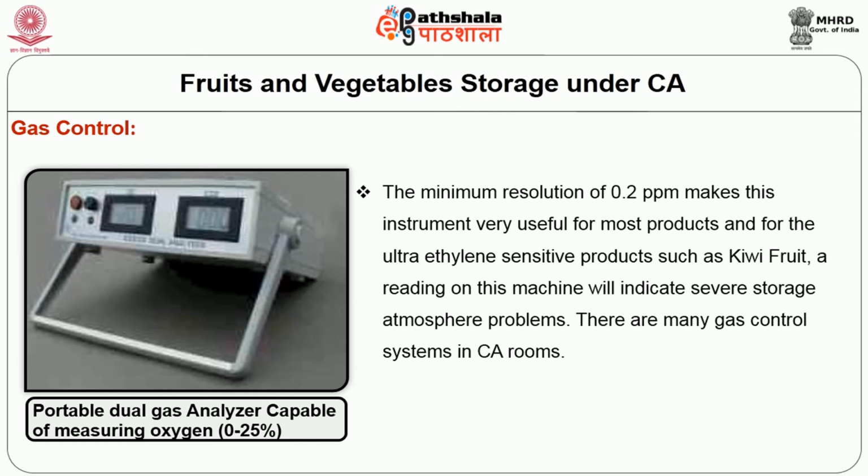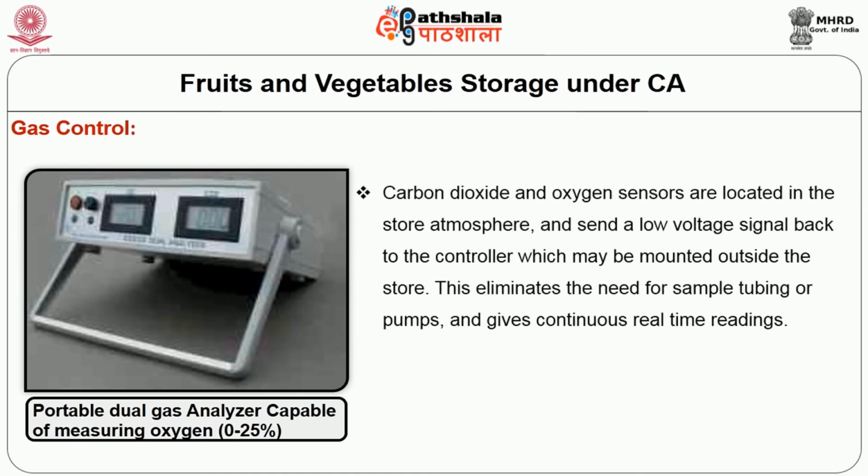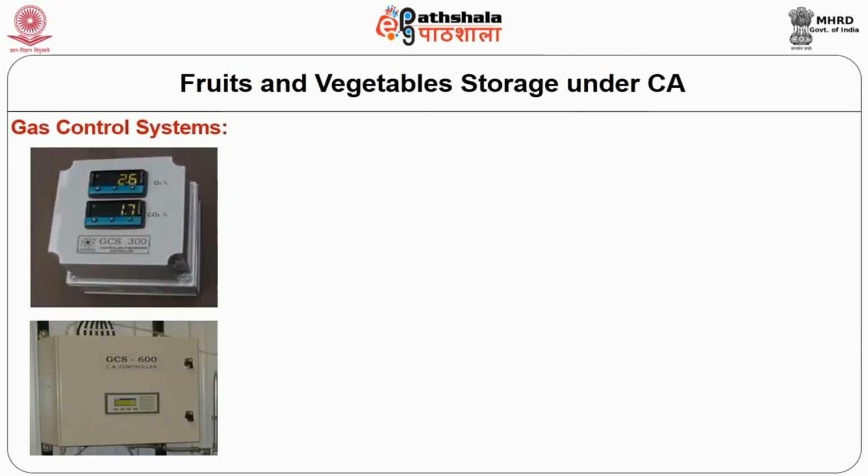There are many gas control systems in CA rooms. Carbon dioxide and oxygen sensors are located in the stored atmosphere and send a low voltage signal back to the controller, which may be mounted outside the store. This eliminates the need for sample tubing or pumps and gives continuous real-time readings. The following figures show the gas control systems.